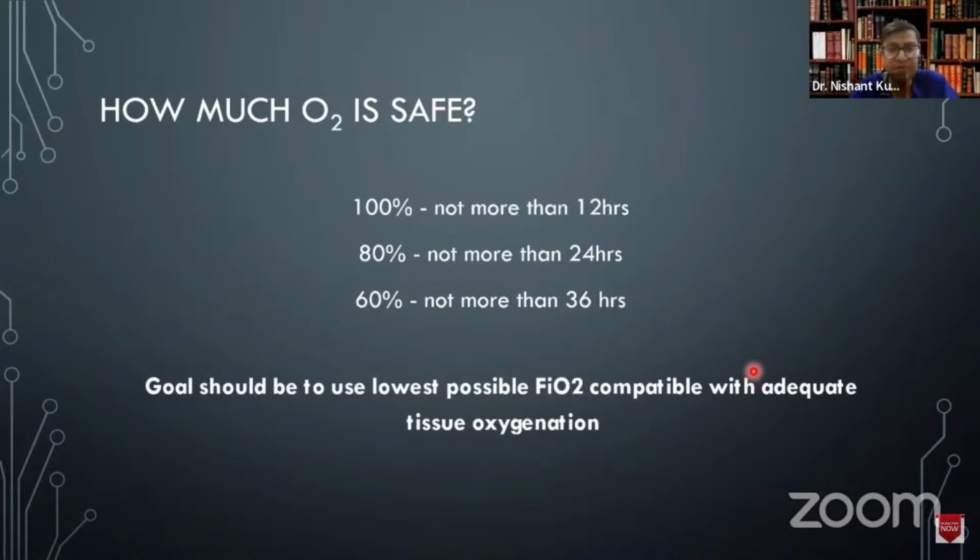If we're giving 100%, you should not give it for more than 12 hours, 80%, not more than 24 hours, and 60%, not more than 36 hours. So the idea is to maintain oxygenation of the patient with minimal use of oxygen. That is why we have gone on to graded oxygen therapy, because if we give too much, then again it can cause complications and side effects. The goal should be to use the lowest possible FiO2 compatible with adequate tissue oxygenation.